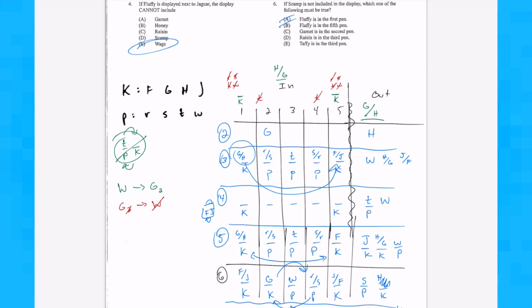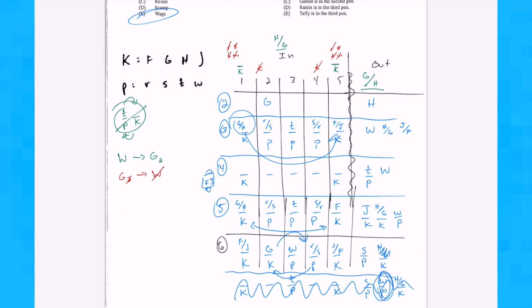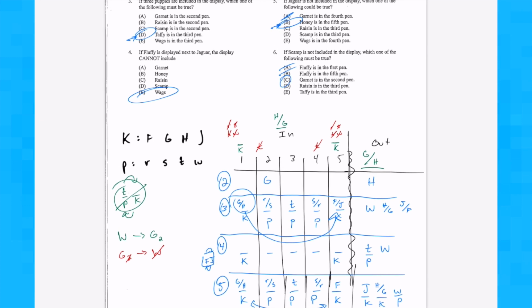G is in the 2nd pen. Oh, wait, W is in. Yeah, okay, so here we go. We figured out there was no way to put W on the outside, and if W is on the inside, then G does have to go second. So that is actually our must be true. Okay, so number 6 is C.